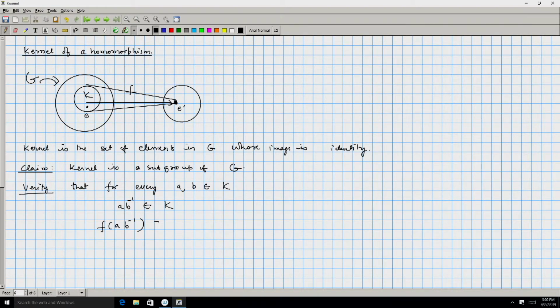Now, f of AB inverse is nothing but f of A times f of B inverse, which is f of A times f of B, the whole inverse. Now, f of A is identity because A belongs to the kernel, and f of B also is identity because B belongs to the kernel, and the inverse of identity is identity. So, this entire thing is E bar. Okay. So, the kernel is always a subgroup of G.